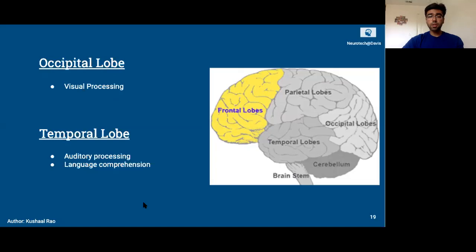So now you have the occipital lobe, and the occipital lobe is in the back of the head. The main function of the occipital lobe is just visual processing. There's actually a lot that goes on in here, and in fact, it's the most studied part of the brain. There's extensive data and studies done in this region, and so we know a lot about the visual system, specifically the mammalian visual system. And then you also have the temporal lobes, and the temporal lobes are responsible for auditory processing and language comprehension.